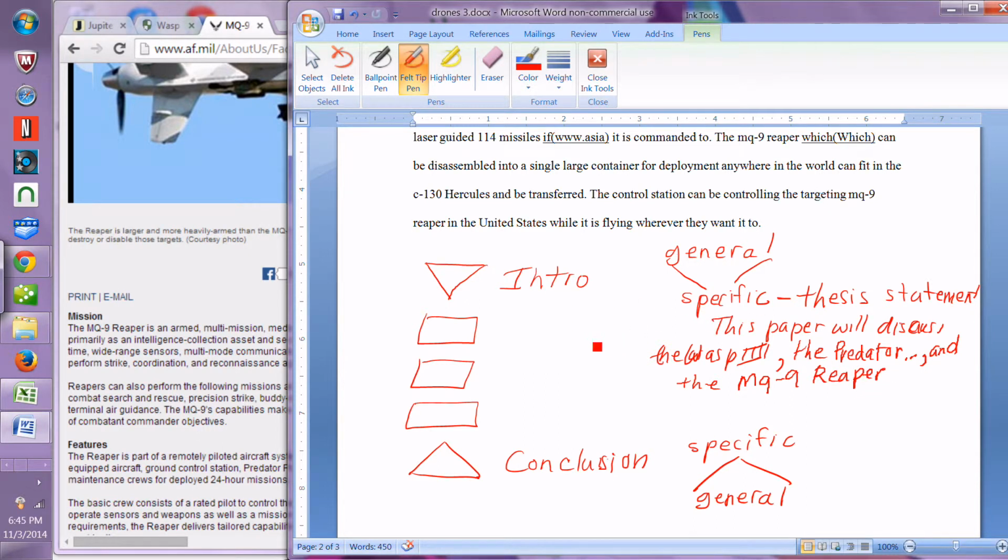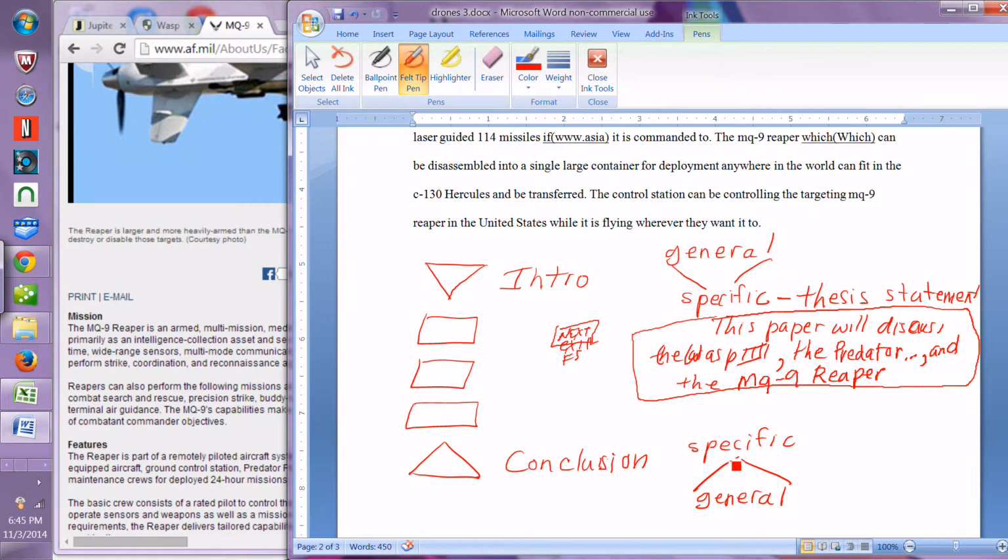A thesis sentence is like a sign that tells you what's coming. Like when you're driving down the interstate and you see "next exit, Fort Smith." That's what this is. Your thesis statement is a big sign to your reader saying the next 3 paragraphs are going to be about this.